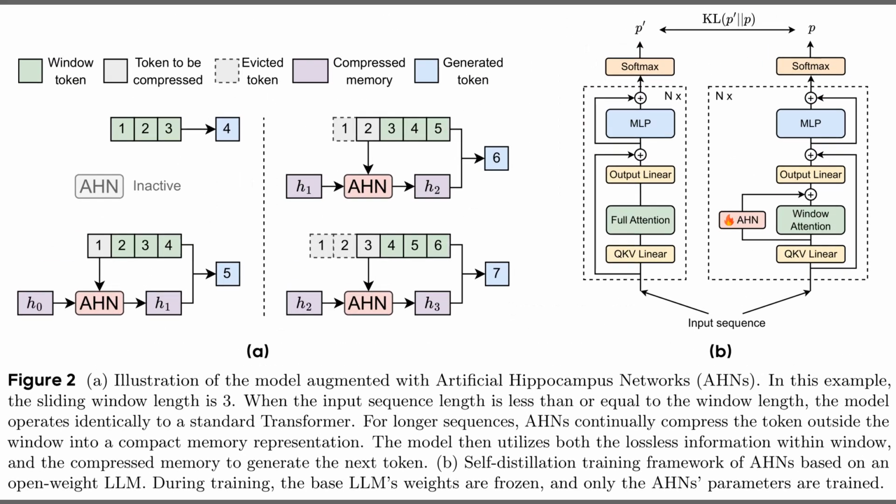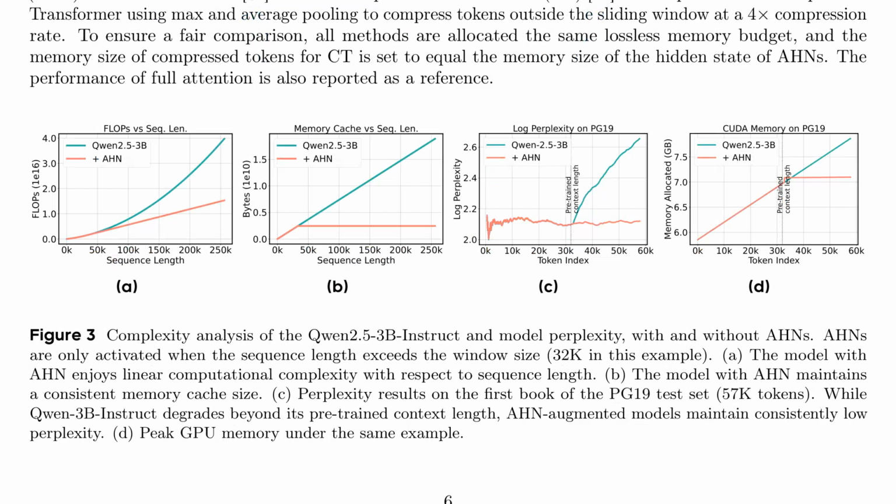Well, Figure 1 showed the headline gains. Figure 2 illustrates the workflow that delivers them, with a sliding window keeping recent tokens lossless, while a compact recurrent state stores evicted tokens so the query can read both sources. Panel A walks through a toy window of length 3 and shows the artificial hippocampus network updating memory as tokens leave. Panel B depicts the self-distillation setup, where a frozen full attention teacher guides training while only the artificial hippocampus network parameters learn.